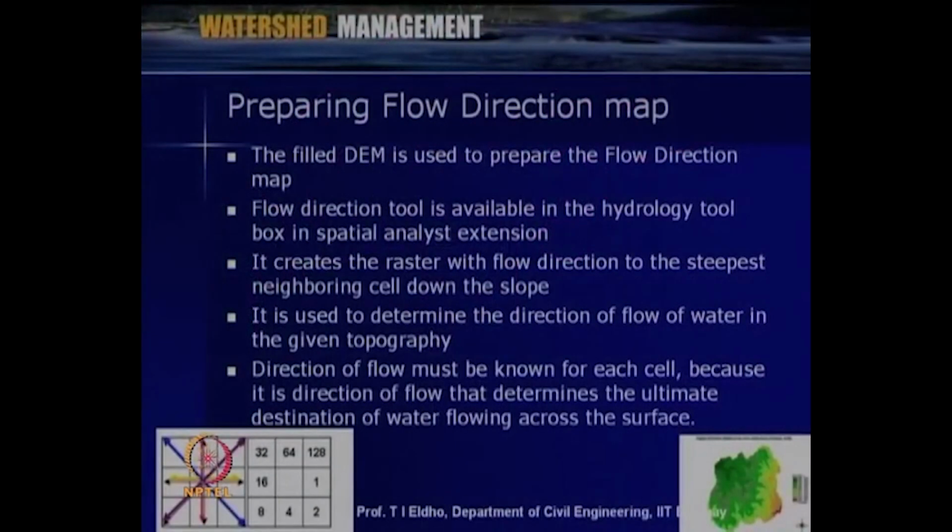When we are representing the watershed with respect to a grid, and we already have the detailed elevation model, we have to identify how the flow will be taking place within the watershed, especially overland flow. That overland flow we have to route from one cell to another cell, and finally that cell will join a channel. So, that direction is very important. The direction of flow determines the ultimate destination of water flowing across the surface.